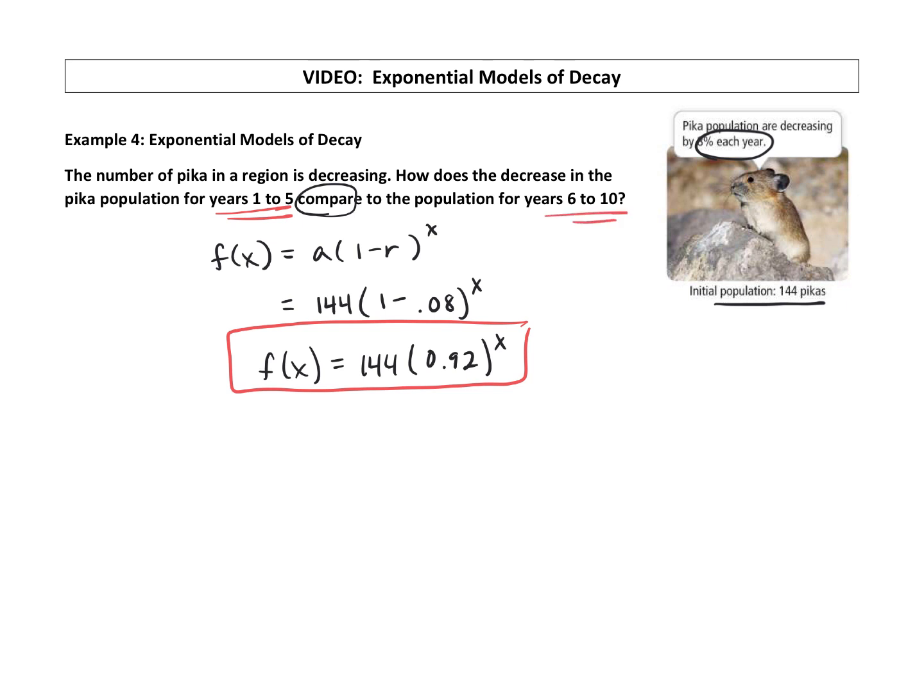So this is the model we're going to use to compare years 1 to 5 with years 6 to 10. So we are going to compare the average rate of change. You guys have heard that word before. Do you remember what average rate of change is? It was on your last test. We're going to find the slope. So let's take a look at first the average rate of change for years 1 to 5.